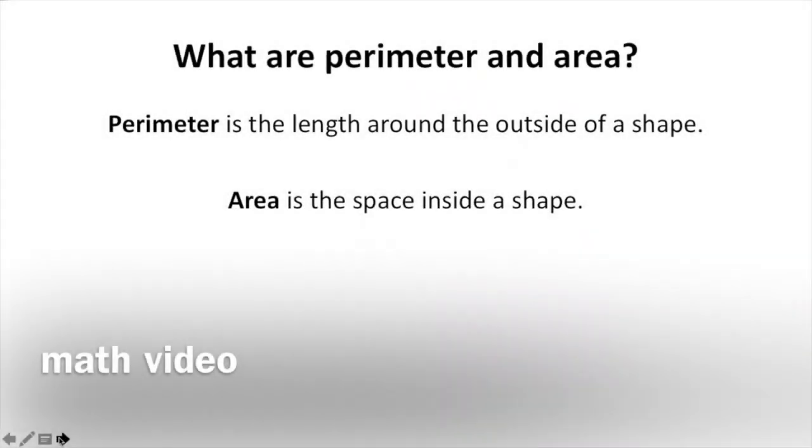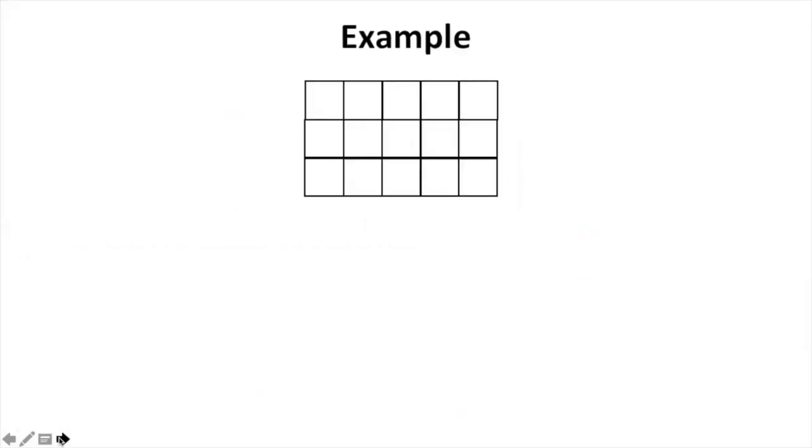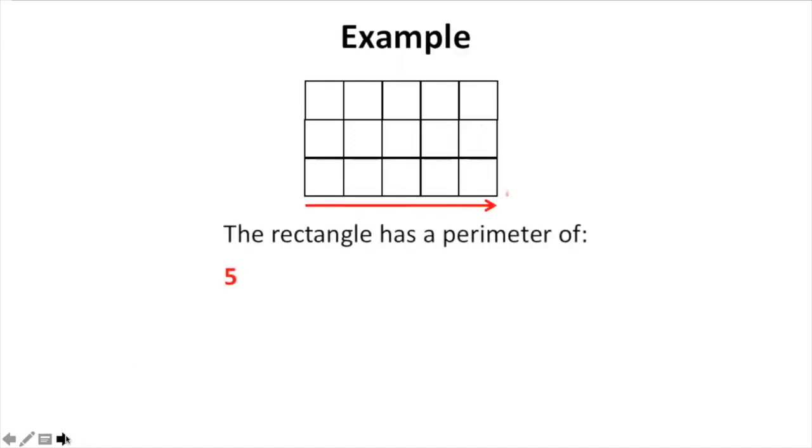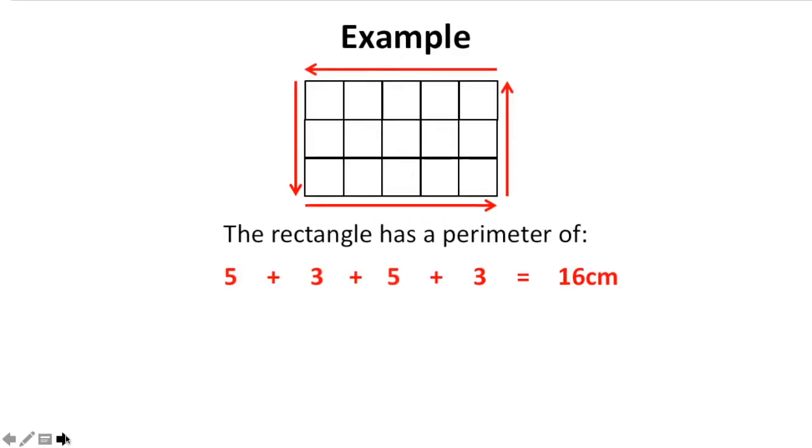Also volume. So perimeter is the length around the outside of a shape, and area is the space inside a shape. Okay, this is something we are all familiar with. So for example, I have a rectangle. I have 3 units width and 5 units of length. So the rectangle will have a perimeter of 5 plus 3 plus 5 plus 3, and altogether 16 cm. This is if one box happens to be 1 cm.